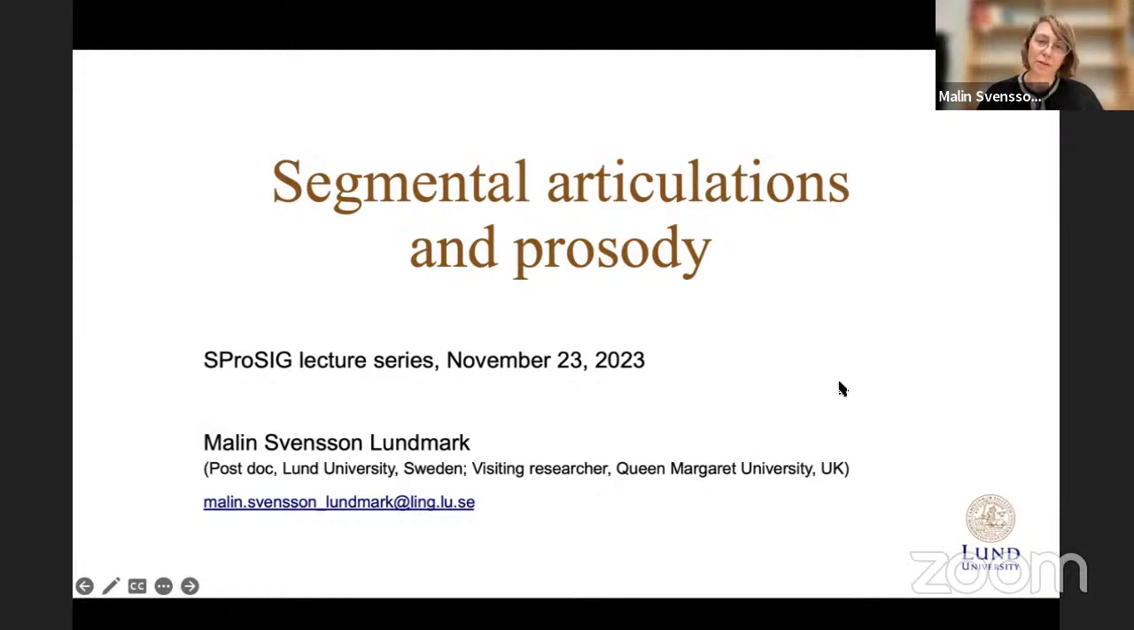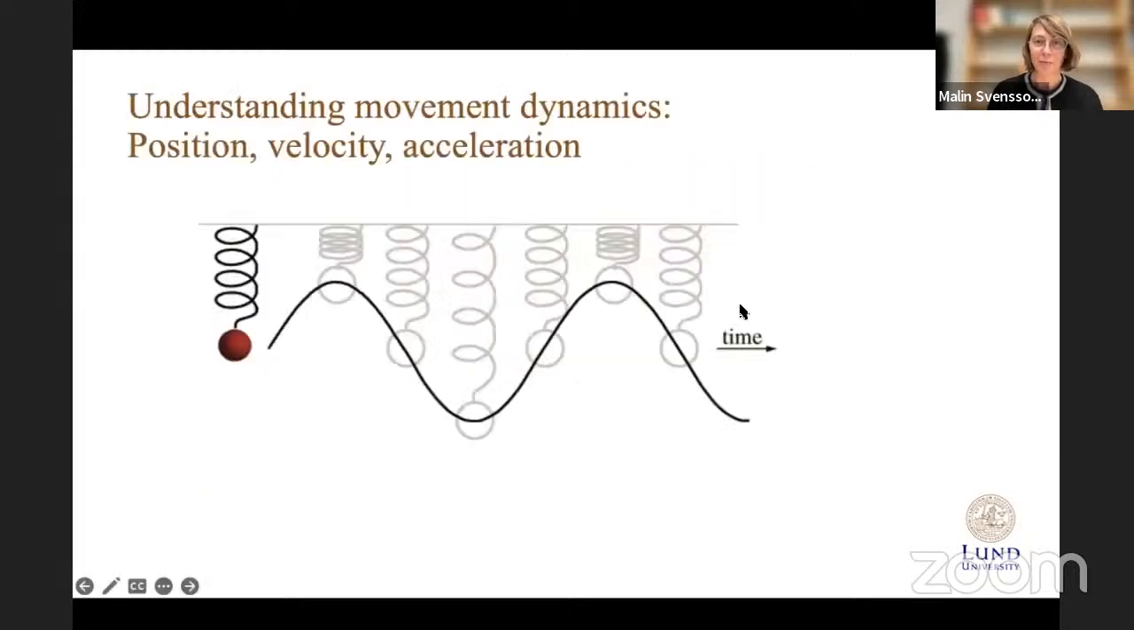So when we work on speech prosody, I think it's extremely important to understand the relationship between the articulator and the segment. So I will start with diving into movement dynamics. So basically, we're back at school in physics class. An object's position moves as a function of time.